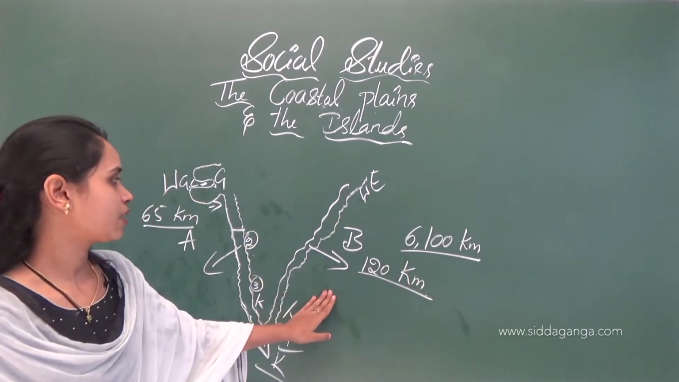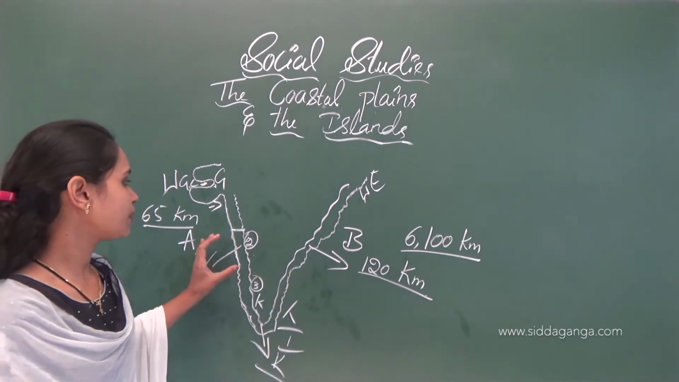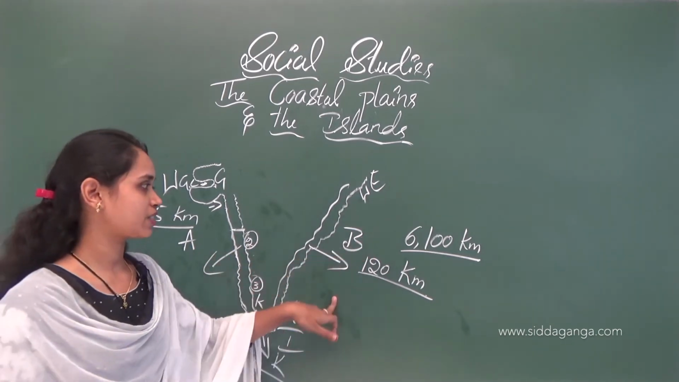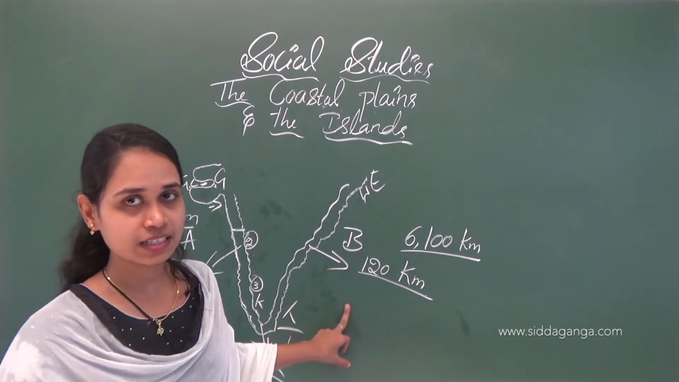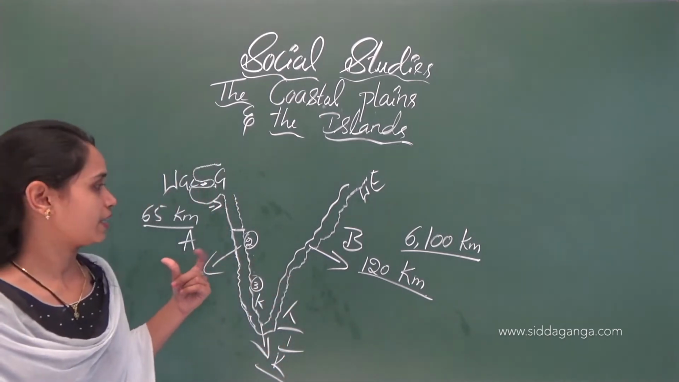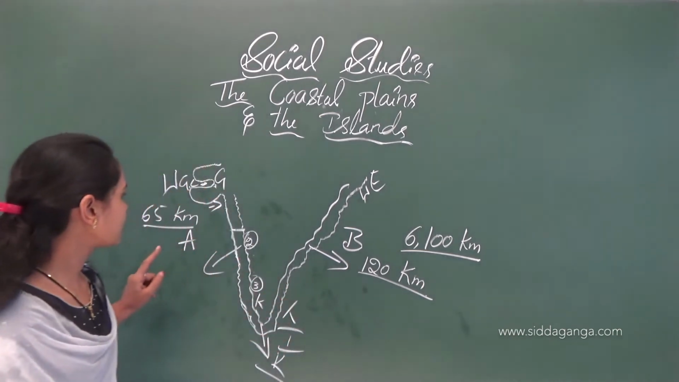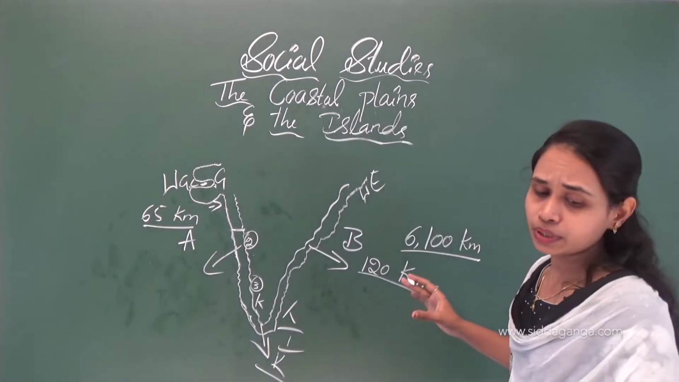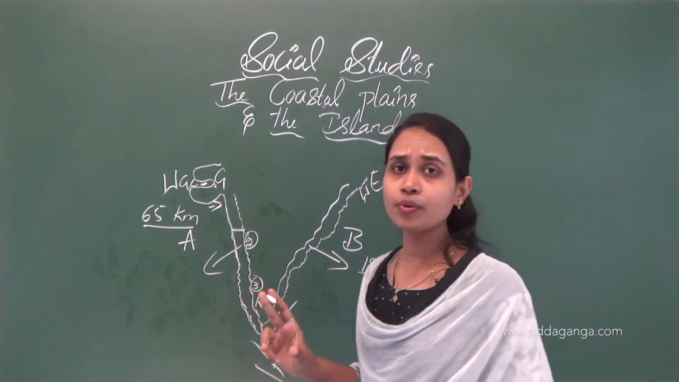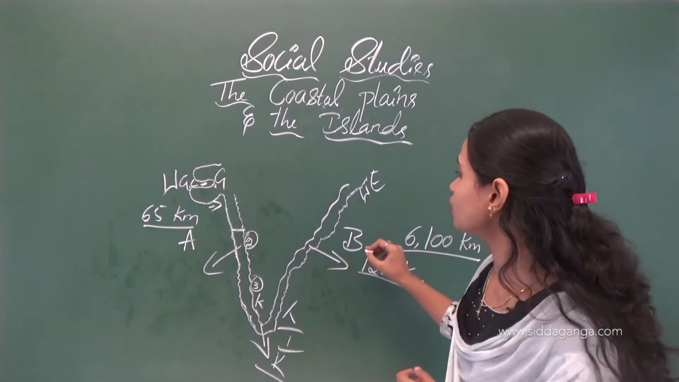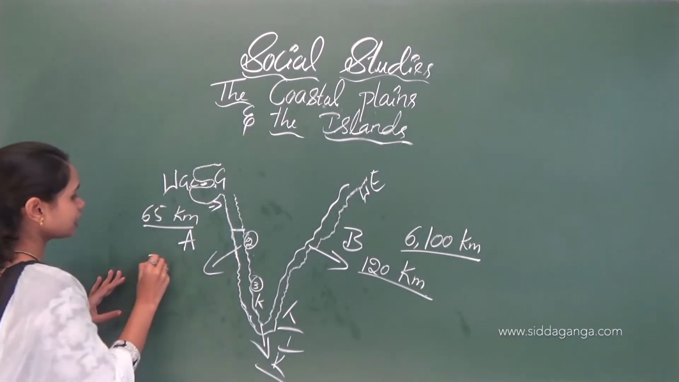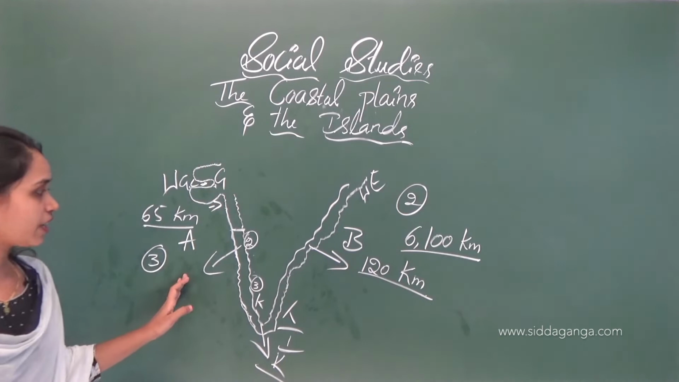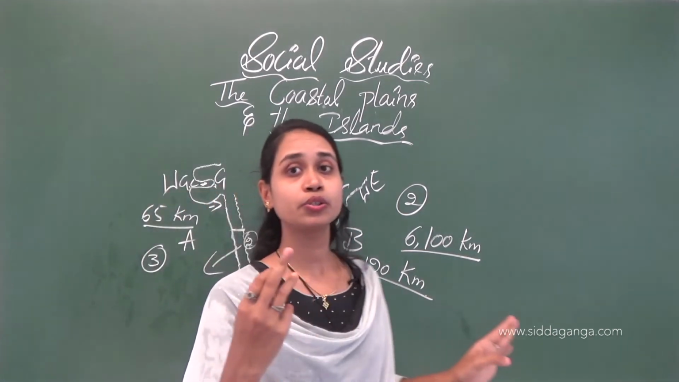Which has the largest width compared to the eastern and western coastal plain? Yes, the eastern coastal plain is the highest. Compared to the western, which is 65 kilometers, it is 120 kilometers. It is divided into two parts. How many parts is it divided into? Two parts. Here we can see the three parts, and here we can see the two parts.